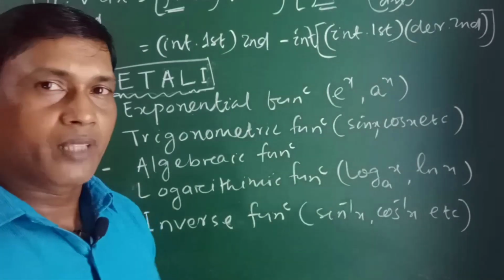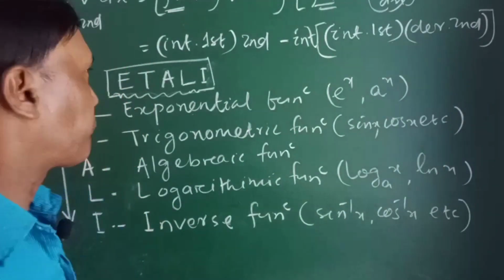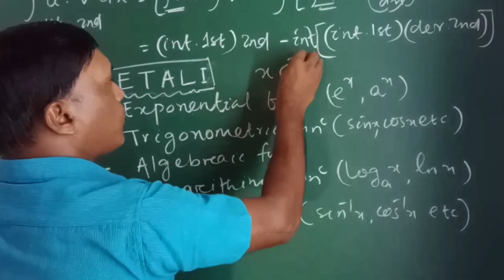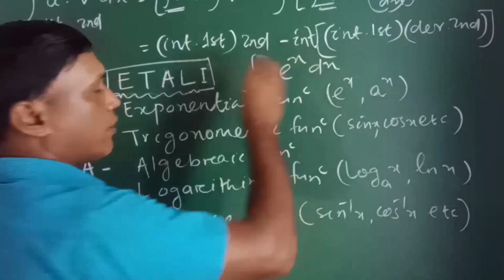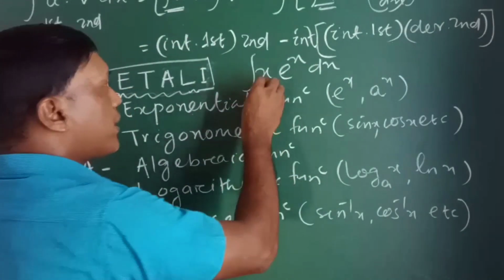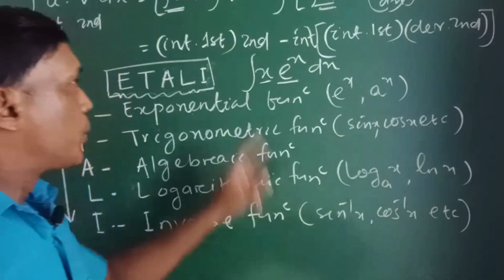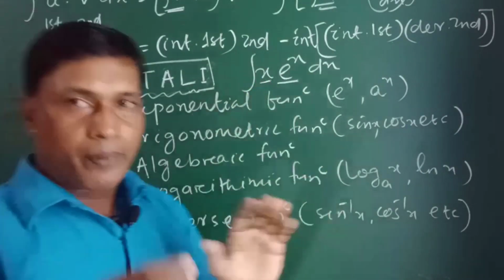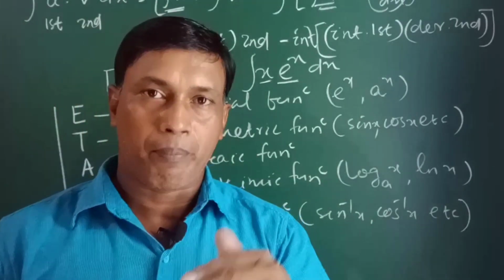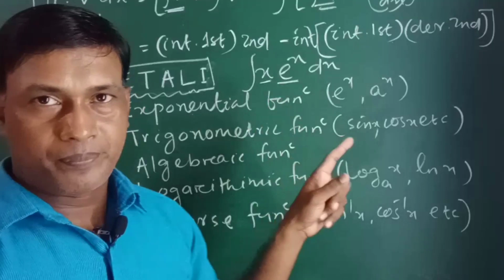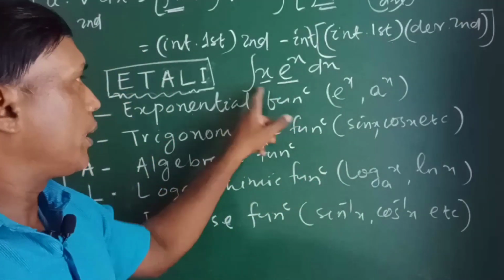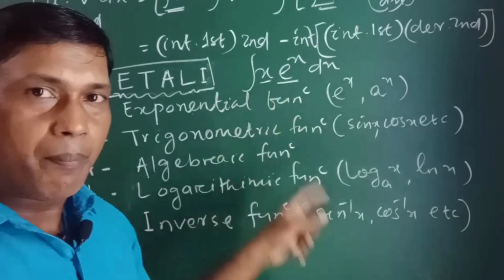So how can you recognize? I am taking just an example. Suppose you are given a question to integrate x into e to the power x. Now look here. This is the product of 2 functions. One is x, another is e to the power x. So in order to integrate a product of 2 functions, we have to apply the by parts rule. I have already said we apply the by parts rule to integrate a product.